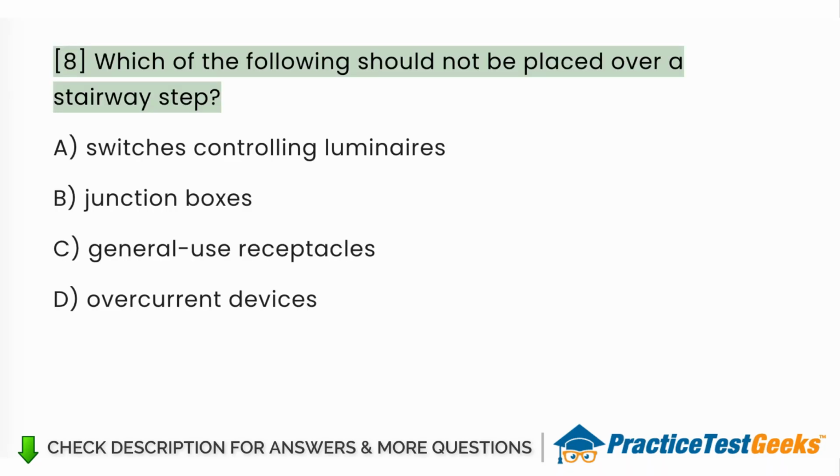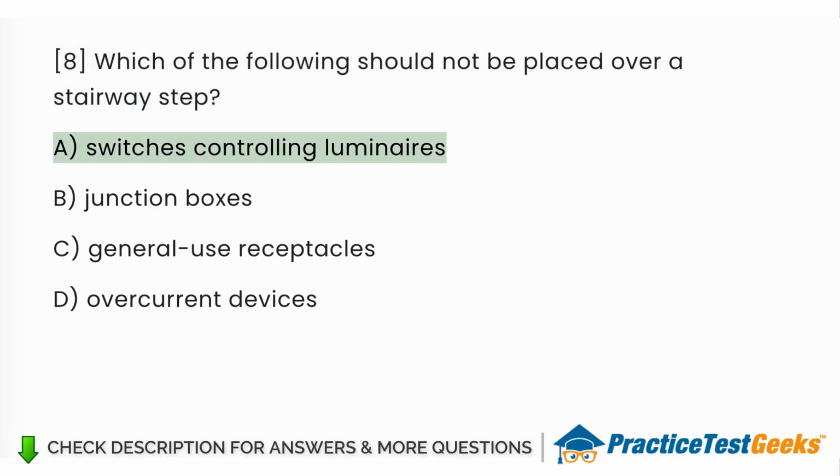Which of the following should not be placed over a stairway step? A. Switches controlling luminaires. B. Junction boxes. C. General use receptacles. D. Overcurrent devices.